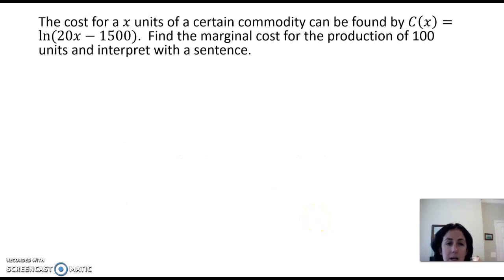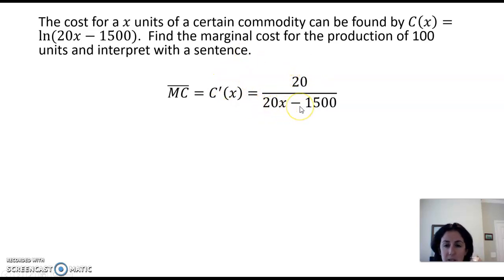All right, another example. The cost for x units of a certain commodity can be found by c of x equals the natural log of 20x minus 1500. Find the marginal cost for the production of 100 units and interpret it with a sentence. All right, marginal cost. That measures how quickly the cost is changing at any given moment. In other words, the instantaneous rate of change of cost. In other words, the derivative of the cost function. So the marginal cost is the derivative of the cost function, u prime over u. And so the derivative now is 20 over 20x minus 1500.